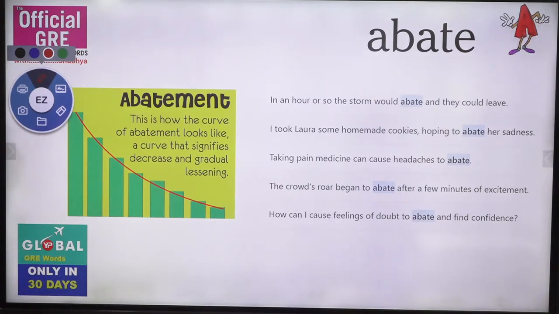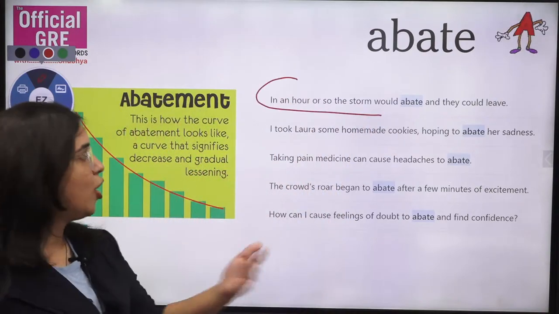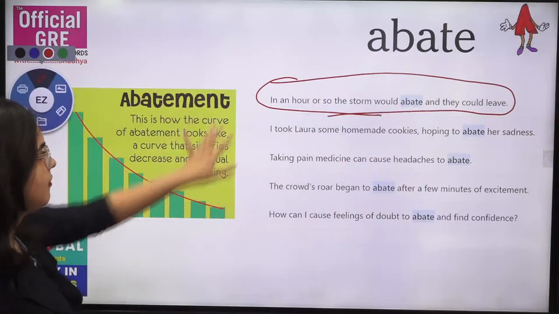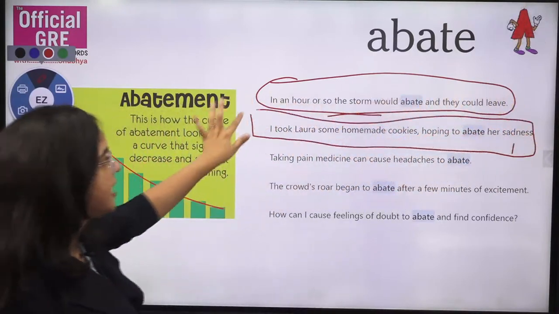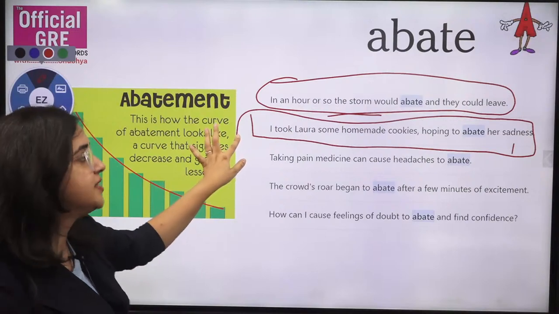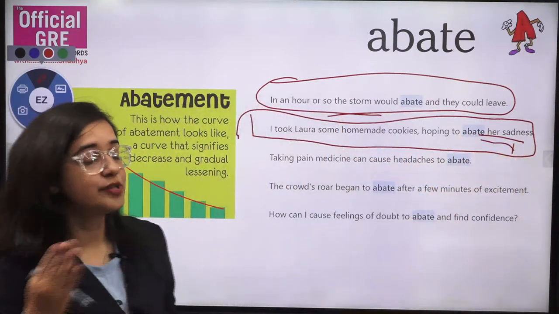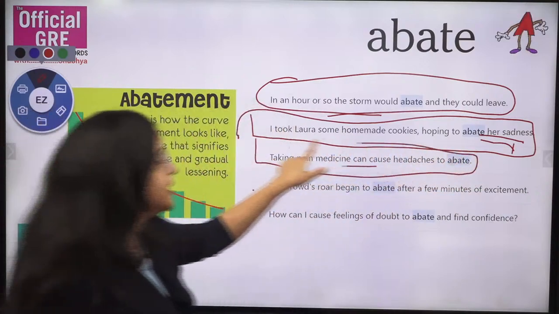So how to use it in a sentence is, in an hour or so the storm would abate and they could live. What does it mean is, ek ghante tak barish khatam ho jayegi, aandhi tufaan khatam ho jayega, aur jo person hai wo apne ghar mein wapas ja sakta hai. I took Laura some homemade cookies hoping to abate her sadness. Main uske liye kuch homemade cookies lekar gaya taki uski jo sadness hai, uska dukh hai, wo kam ho sake.